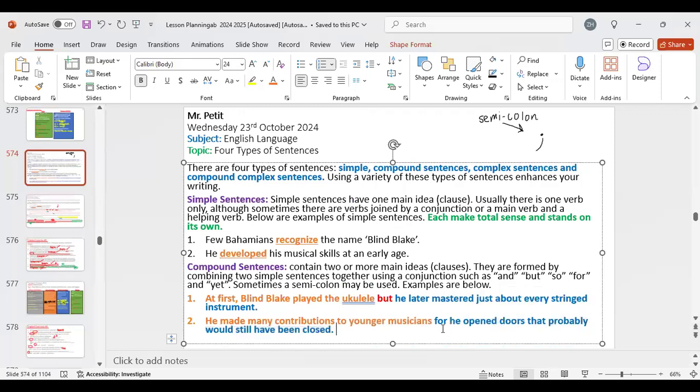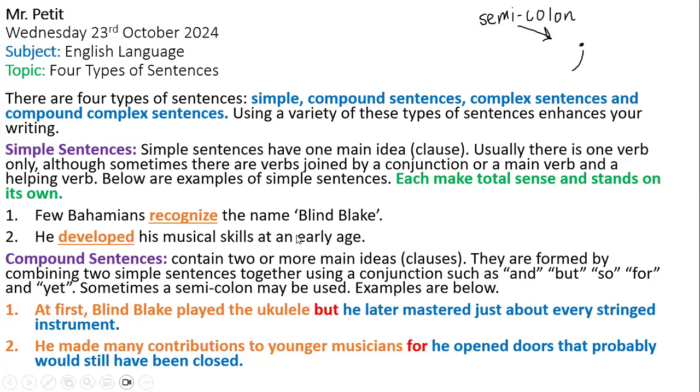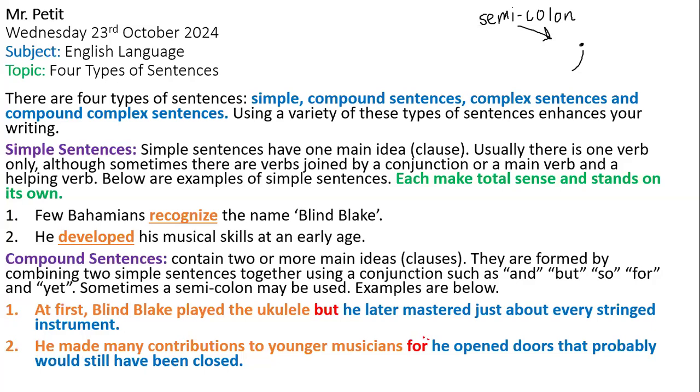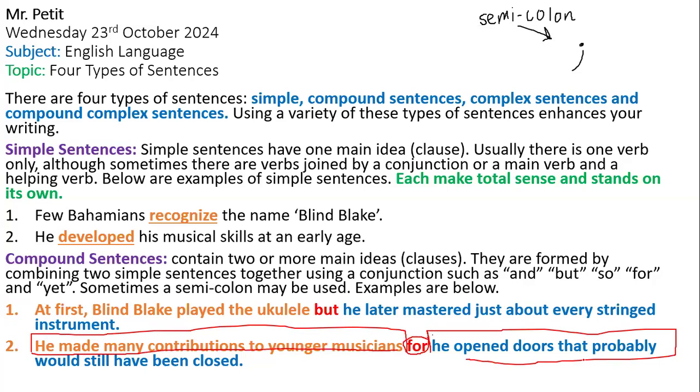Why do we know it's a compound sentence? It has a conjunction and 2 verbs. Yes, it has a conjunction, which is for, and it combines 2 independent clauses. So these 2 sentences could stand on their own. He made many contributions to the younger musicians. Can that sentence stand on its own? Of course it can. And then he opened doors that probably would have still been closed. Can that stand on its own? Yes. So we combine them into one sentence, and that's why we call it a compound sentence.